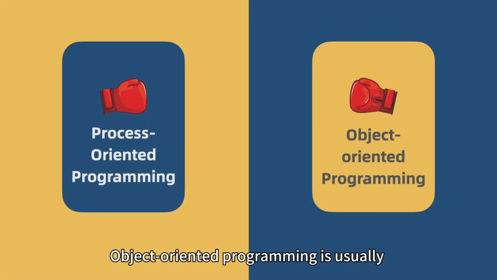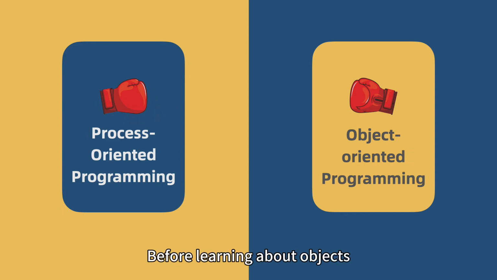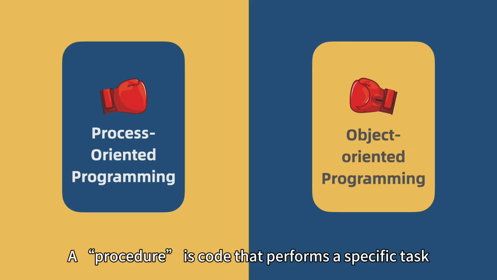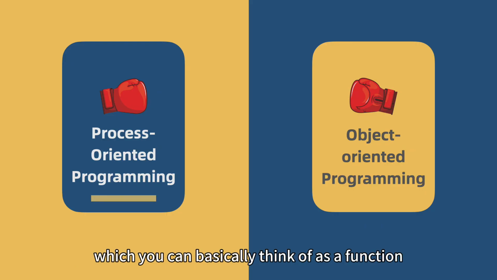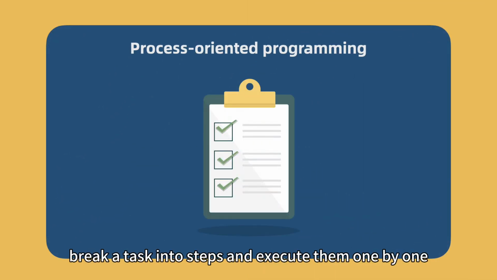Object-oriented programming is usually discussed in contrast with procedural programming. Before learning about objects, most of what we do is procedural programming. A procedure is code that performs a specific task, which you can basically think of as a function. The core idea of procedural programming is to break a task into steps and execute them one by one.